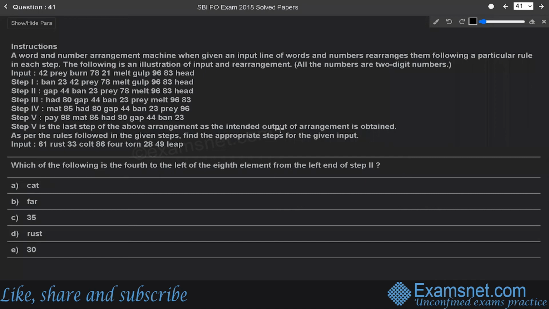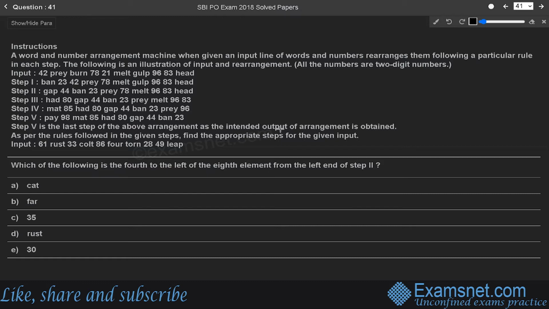Next question is a word and number arrangement machine. When given an input line of words and numbers, it rearranges them following a particular rule in each step. The following is an illustration of input and rearrangement. All the numbers are 2-digit numbers. So input is given here and some steps are also given here. As per the rules followed in the given step, find the appropriate step for the given input. So the input is 61 rust, 33 colt, 86 ton, 28, 49 and lead.